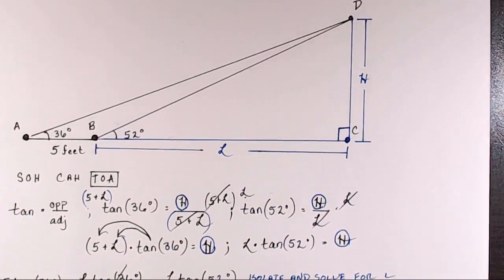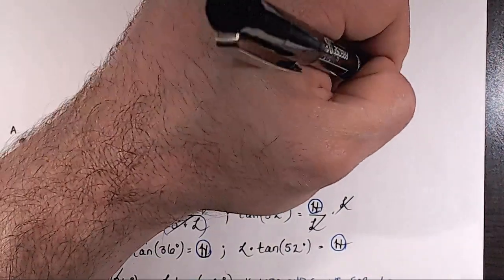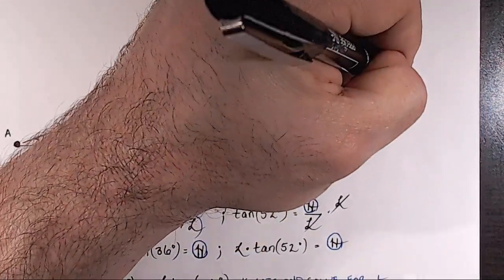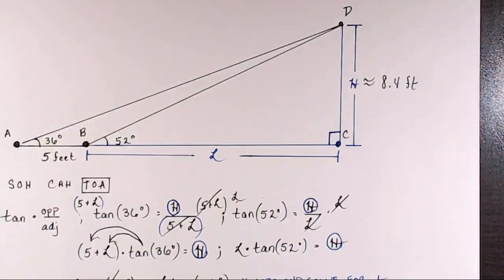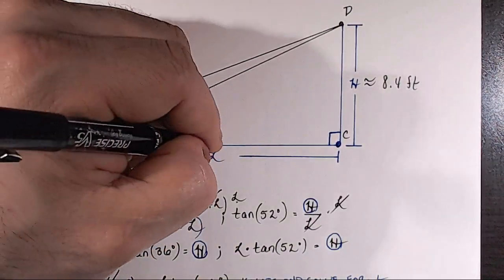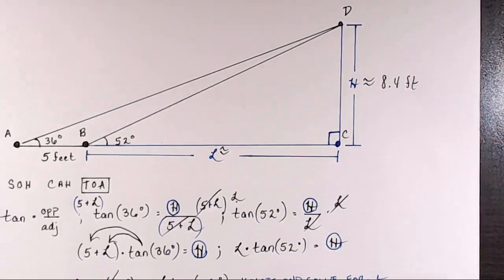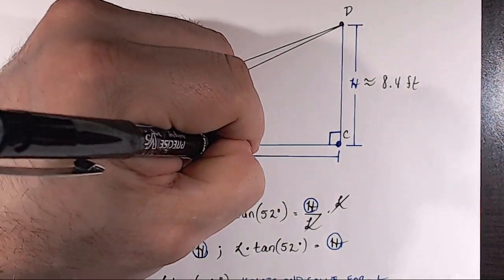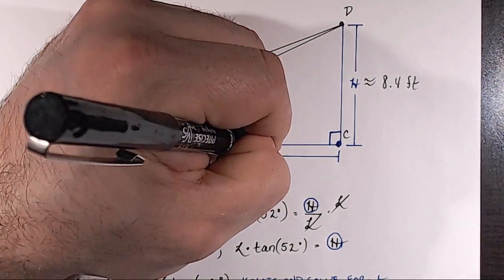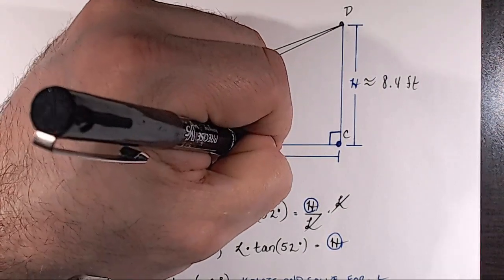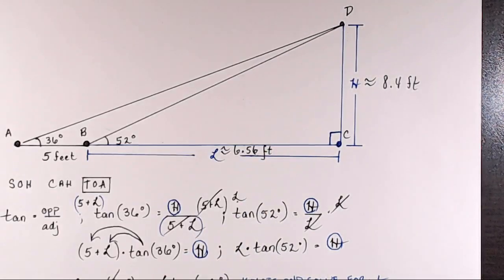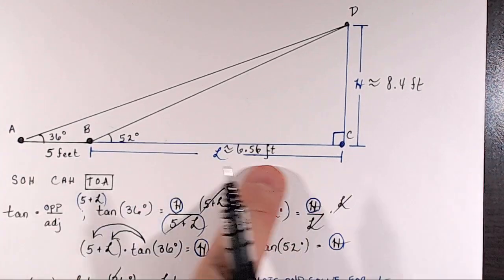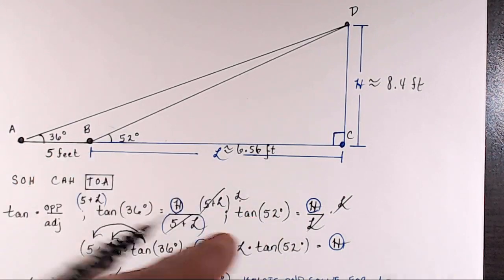So the answer to the question is that H is approximately 8.4 feet tall, and that L is approximately 6.56. I'll just leave it like that, approximately that many feet, 6.6 feet, I guess. And that the total distance, AC, is 11.6 feet.